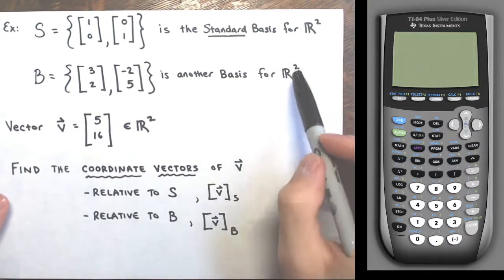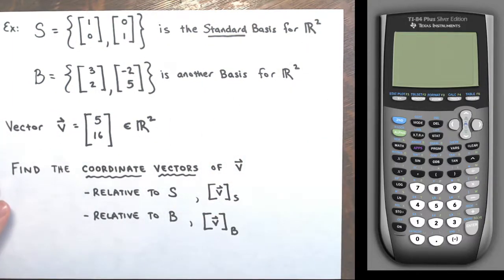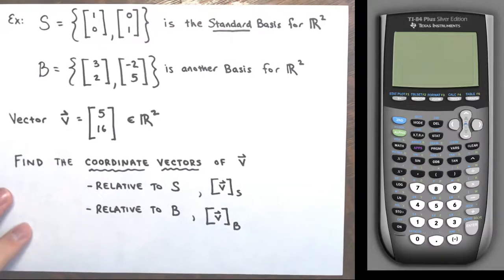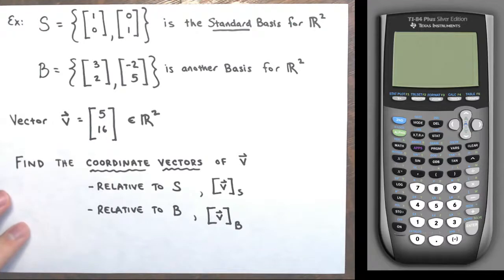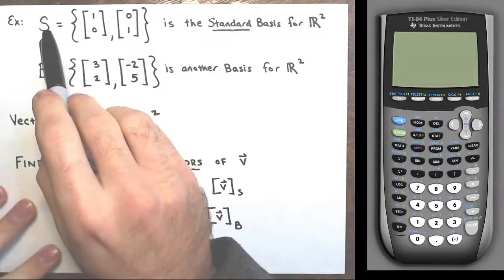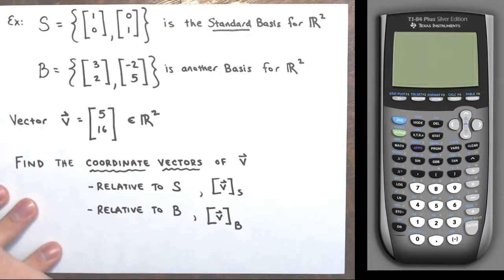Remember, R2 is two-dimensional Euclidean space. Under the standard operations, standard vector addition and standard scalar multiplication, we can very easily picture things and draw pictures on the XY plane. So here are a couple of bases for R2.